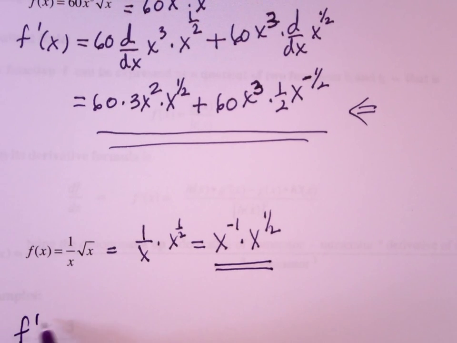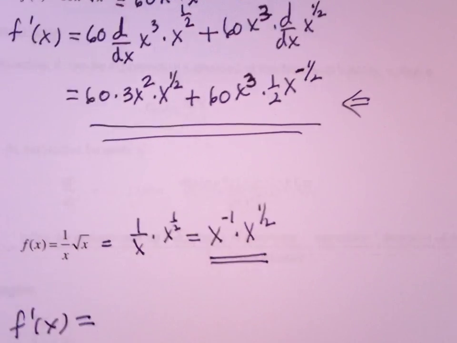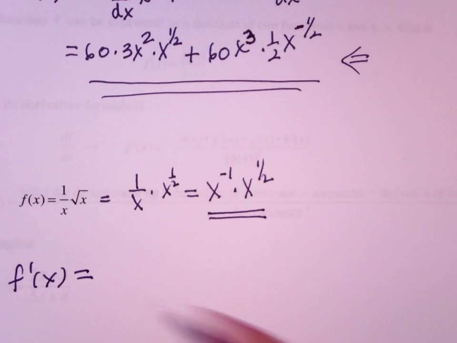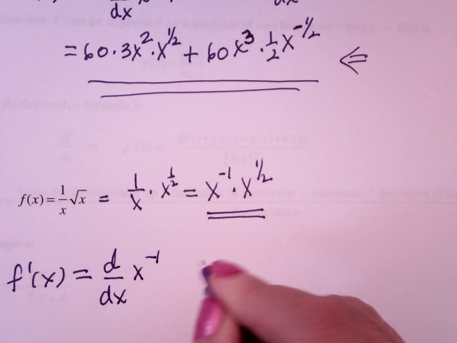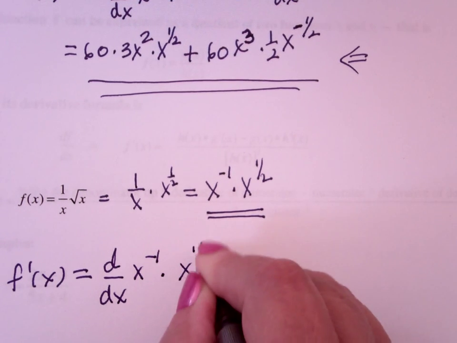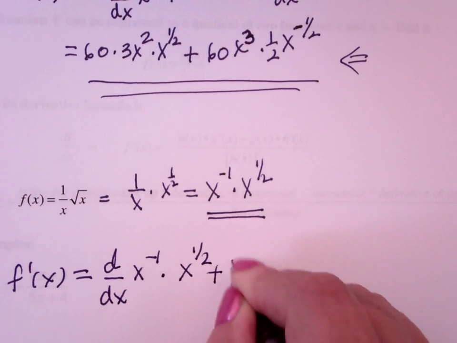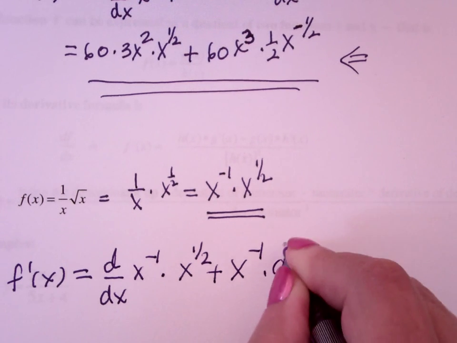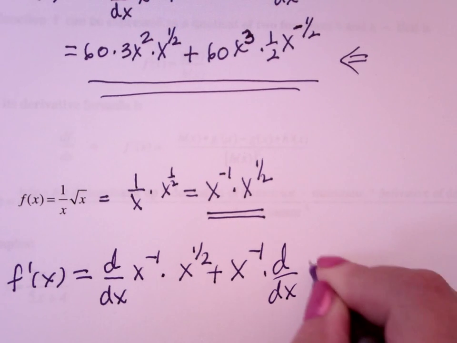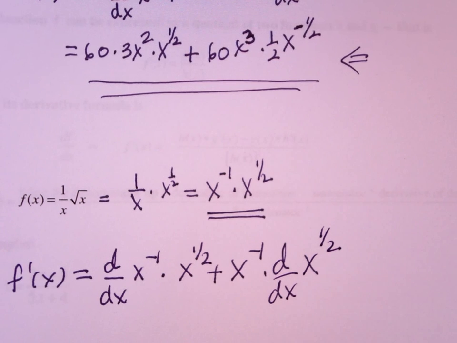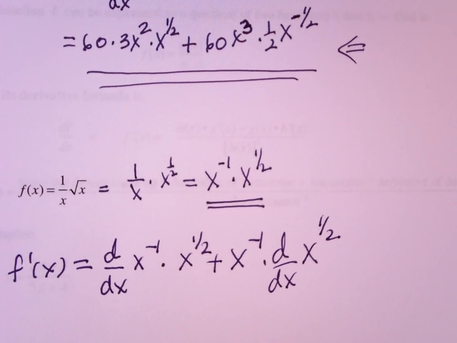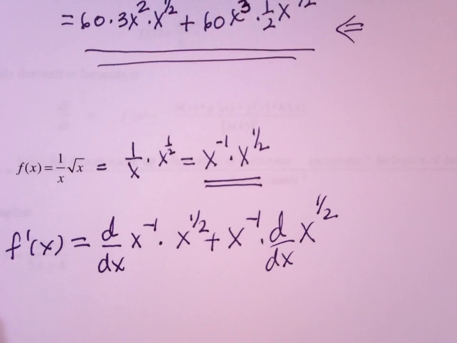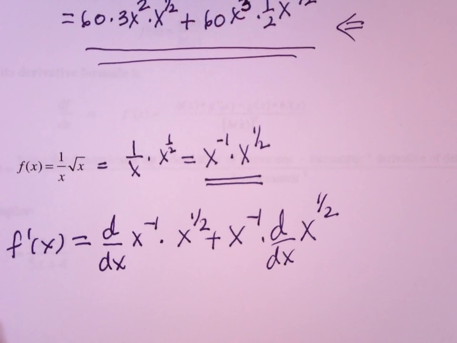So that f prime of x is the derivative of the first times the second plus the first times the derivative of the second. Now when I do a problem, that's what I usually think, but I think in the beginning it's not a bad idea that you write it, and after a while you can drop the notation.